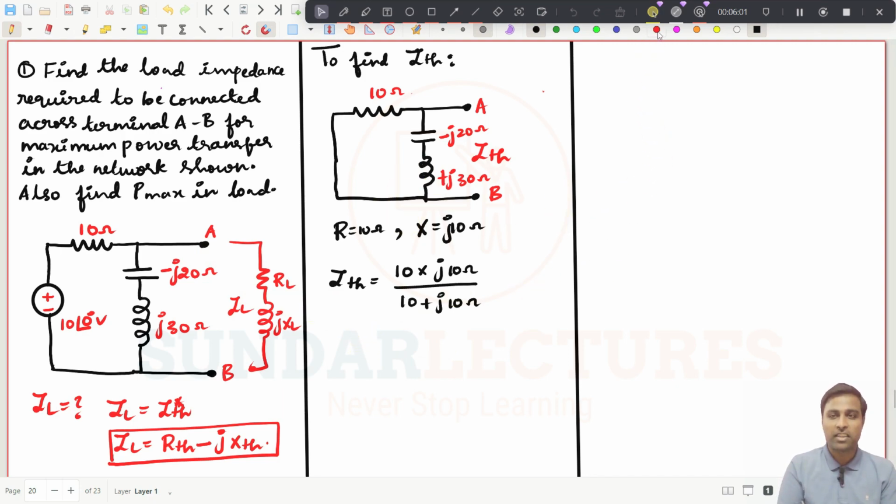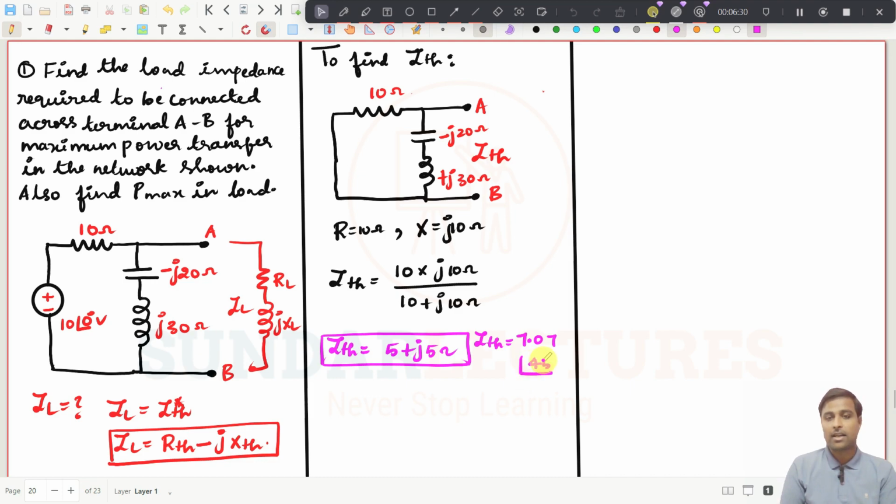So if you simplify this, you will get ZTH is equal to 5 plus j5 ohms. I have written this expression in the rectangular form. If you find it out in polar form, you will get ZTH is equal to 7.07 at an angle of 45 degrees ohms.